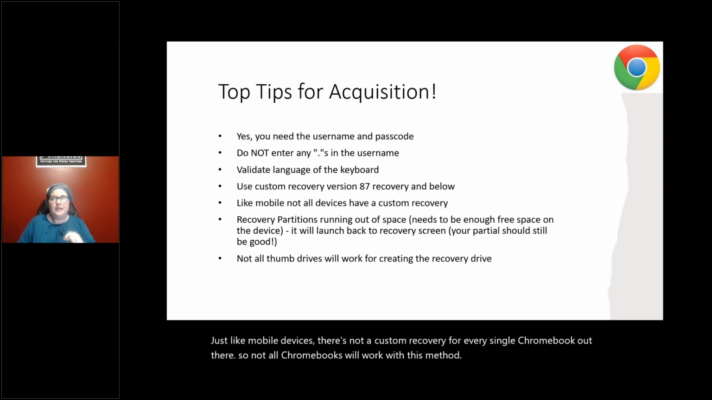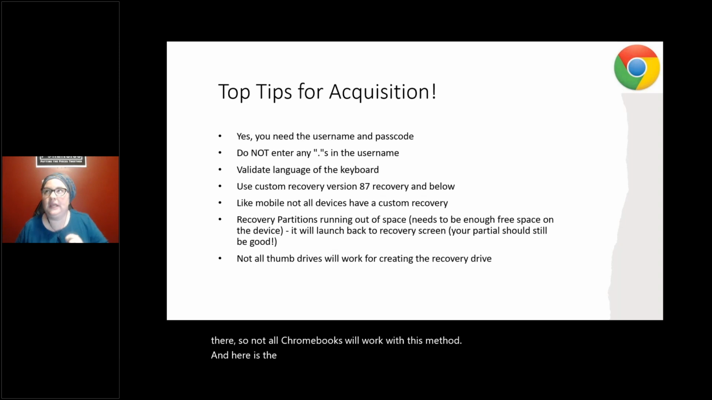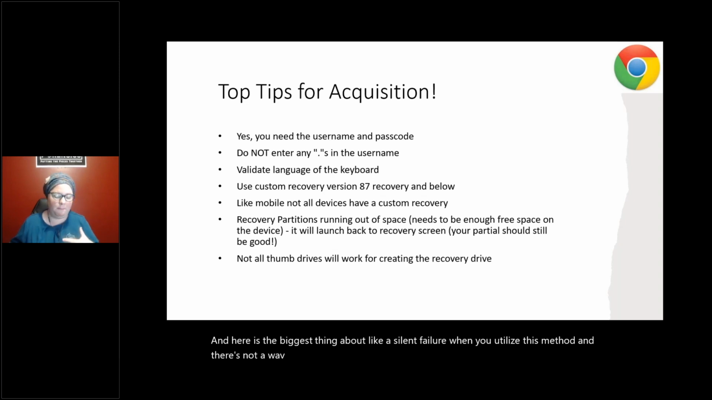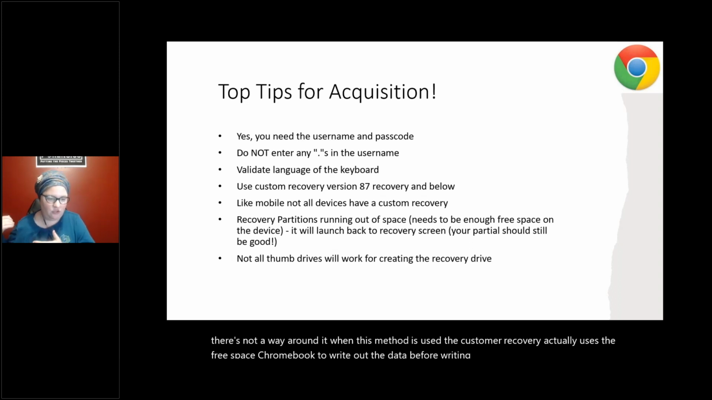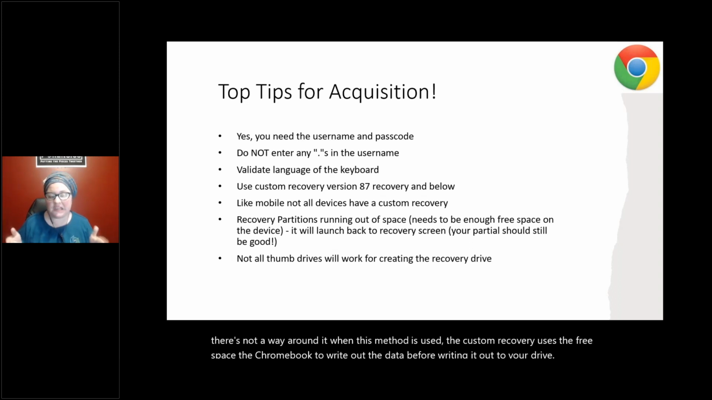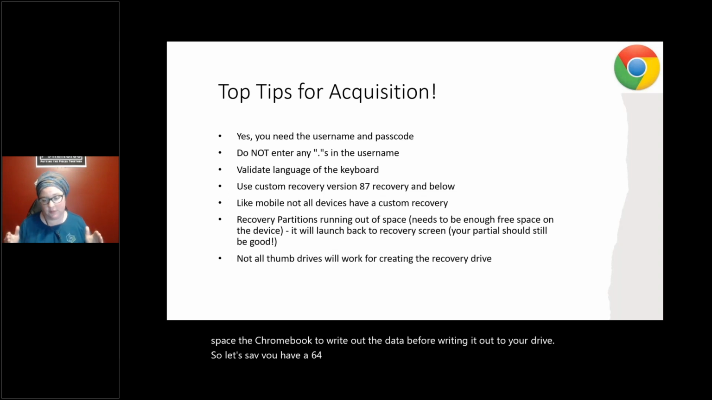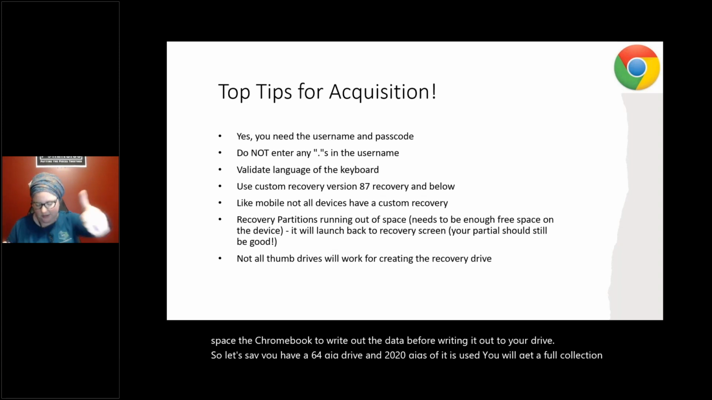And here is the biggest thing about a silent failure when you utilize this method, and there's not a way around it. When this method is used, the custom recovery actually uses the free space on the Chromebook to write out the data before writing it out to your drive. So let's say you have a 64 gig drive and 20 gigs of it is used, you will get a full collection. It'll be good. Yes, you're good to go.